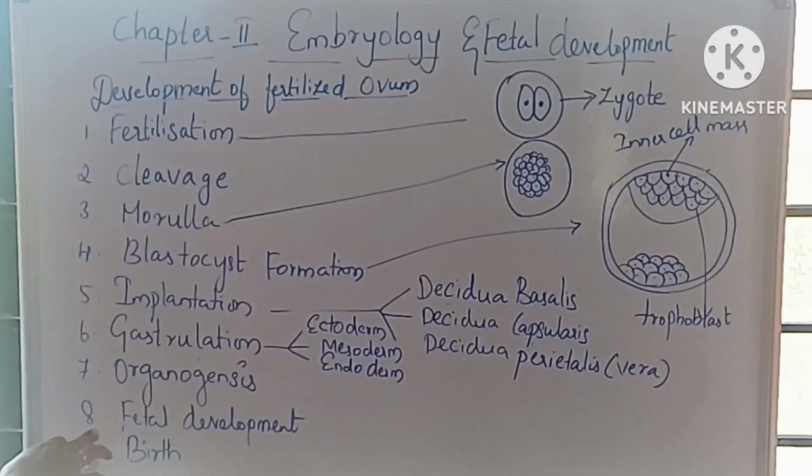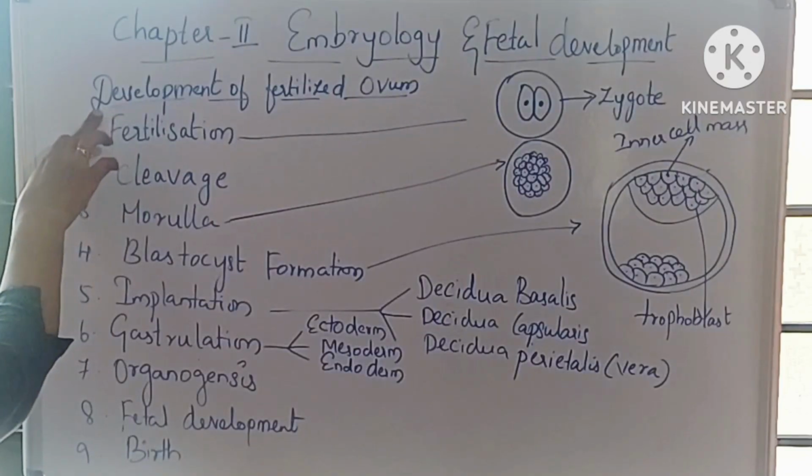Next we can see about fetal development. From the 9th week till birth, fetal development occurs. Growth and maturation of organs occur from the 9th week till birth. Birth happens after about 38 to 40 weeks, when the fully developed baby is born. This is about development of the fertilized ovum.